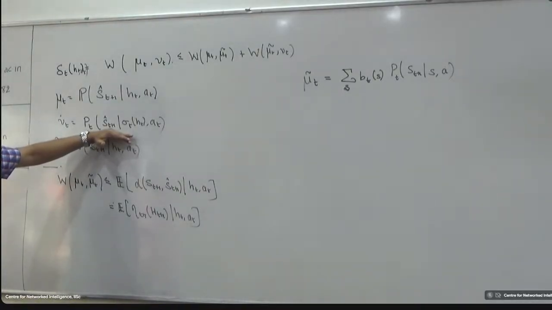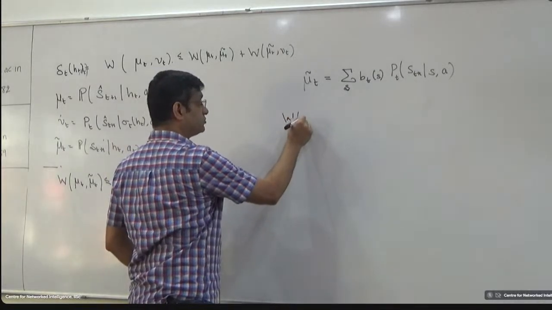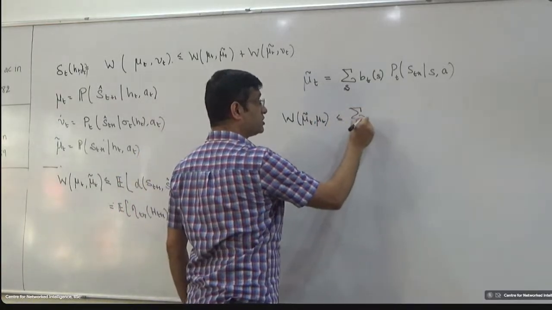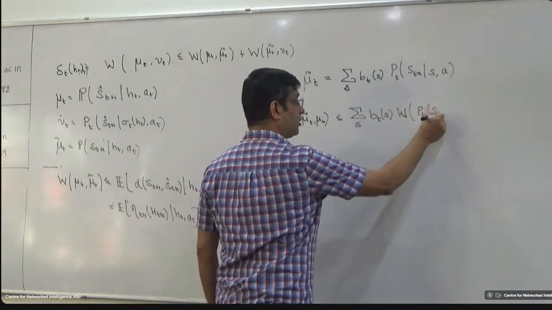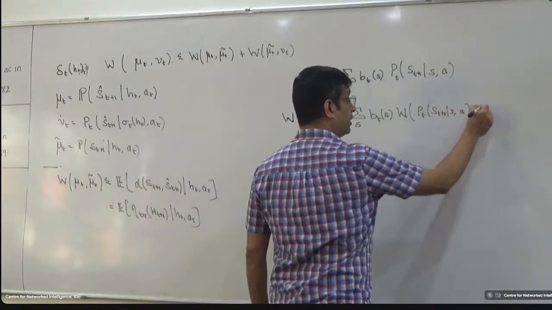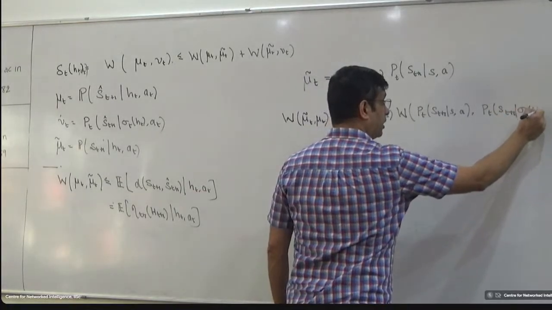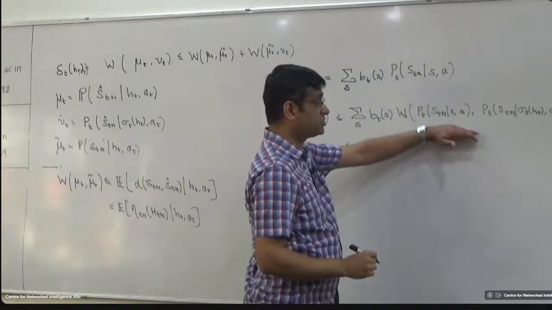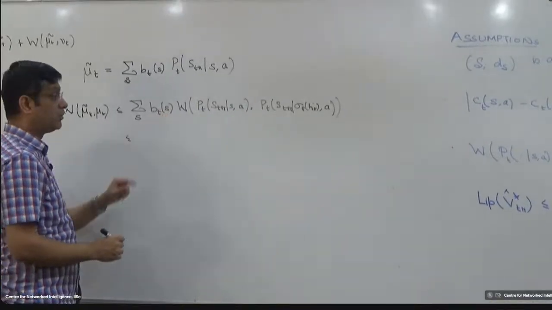Now, one property of Wasserstein distance is that it is a convex metric. So we can show that the Wasserstein distance between mu tilde_t and mu_t is less than or equal to the summation over s of b_t(s) times the Wasserstein distance between P_t of f_{t+1} given s and a, and P_t of f_{t+1} given sigma_t of h_t and a. And I know from my assumption that this is Lipschitz, so the Lipschitz constant will come out, and I'll just be left with averaging over this.